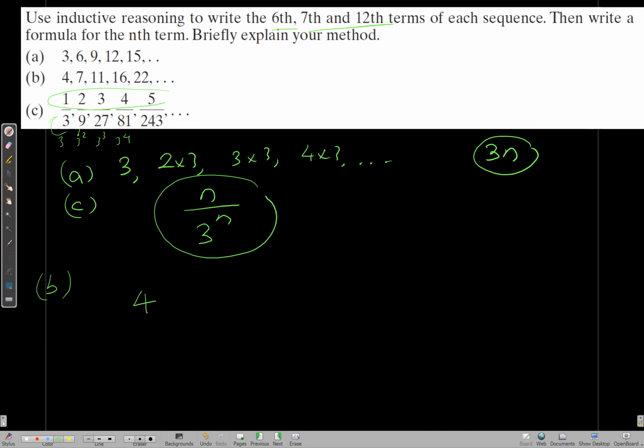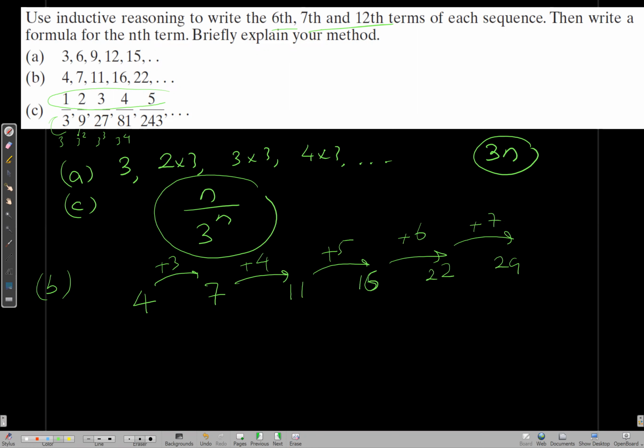4, how do I get 7? Well, by adding 3, and then I'm adding 4, and then I'm adding 5. Now you can see the pattern. And then I'll add 6, so 22, and then I'll have to add 7, 29. So it's asking you to find the sixth term with that, which is easy.